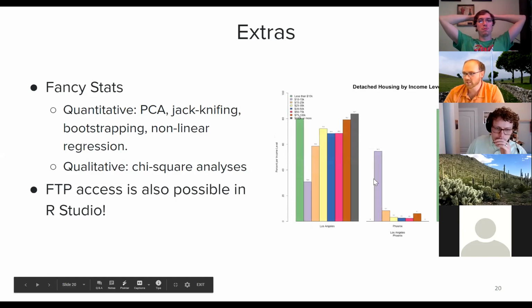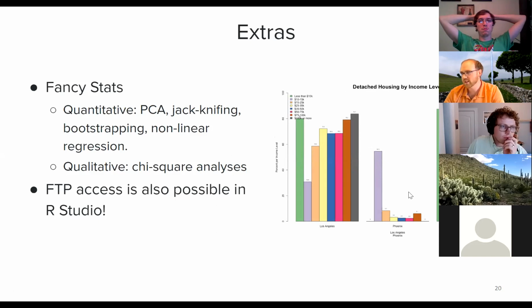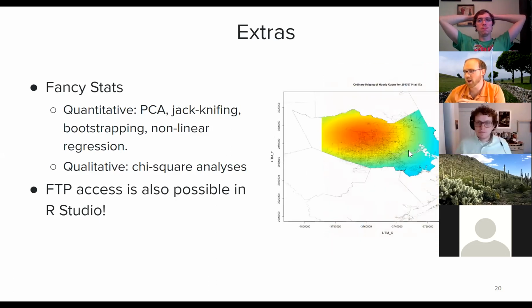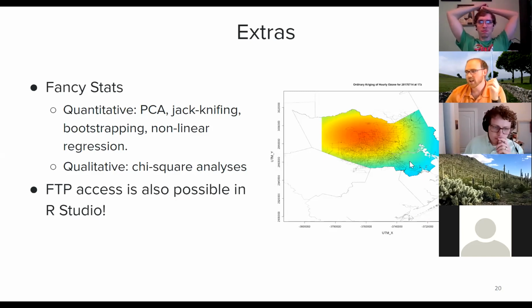This one is qualitative analysis, moving toward chi-square analyses. This is just a basic map that showed us all the locations of sites that we had within a specific location. But then we did a bunch of Kriging analyses, which is an interpolation process, and then remapped it across the city of Houston so that we could look at hourly ozone estimates across the entire city and do analyses off of that. So there's a bunch of different things that you can do within R.